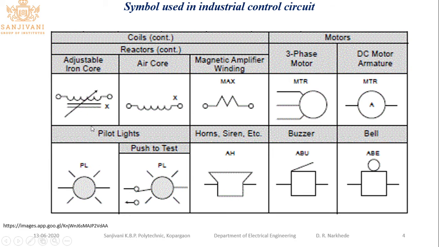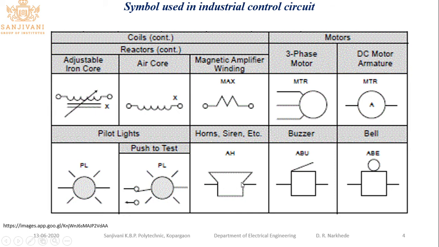Along with that, if you are going to use the iron core type, then this is the adjustable iron core, this is the air core reactor, and this is the magnetic amplifier winding. This is my three-phase induction motor, this is my DC motor. Okay, this is pilot light. Okay, when you are going to press it for testing purpose, this is pilot light to test.